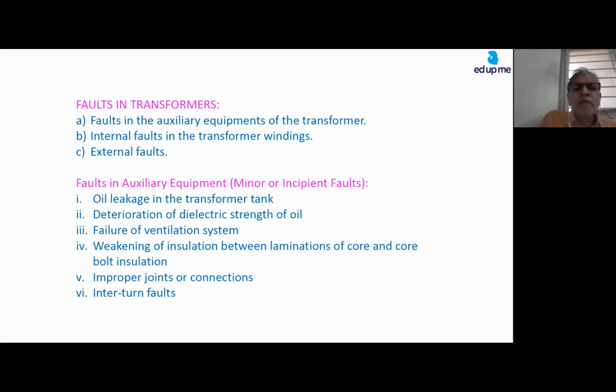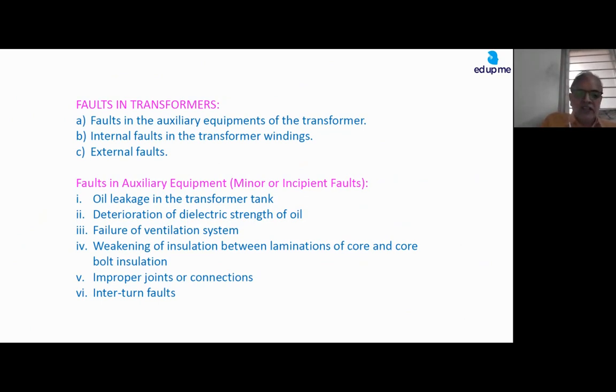And many of these faults cannot be looked into by electrical relays. And therefore, a non-electrical relay, or what is known as a gas-operated relay, or what is known as Buchholz relay, is a must. Deterioration of dielectric strength of oil. Obviously, as time passes, the dielectric strength will deteriorate. Failure of ventilation system. All large transformers are cooled by forced air cooling, that is by use of fans, and by forced oil cooling, that is by use of oil pumps. There can be some trouble in any of these, or there can be some trouble in radiators. Radiators may choke. Weakening of insulation between laminations of core and core bolt insulation failure.